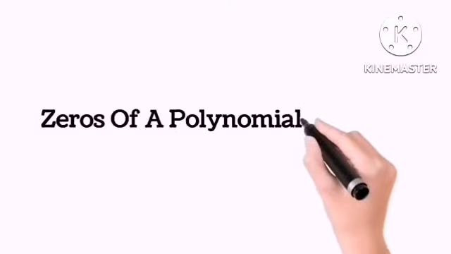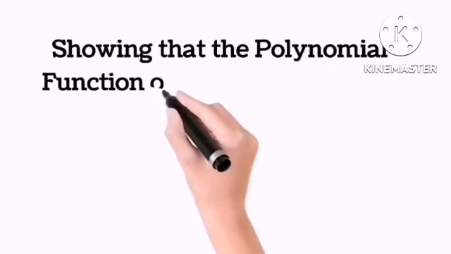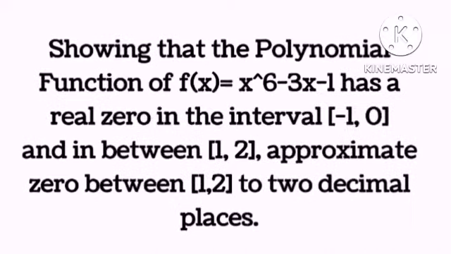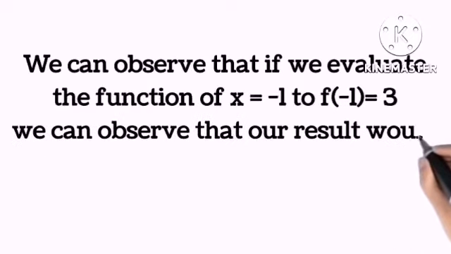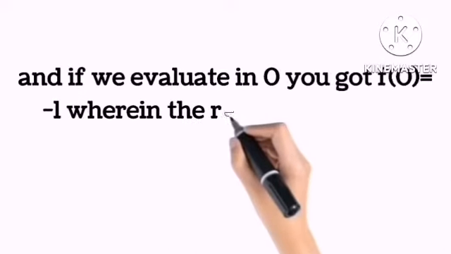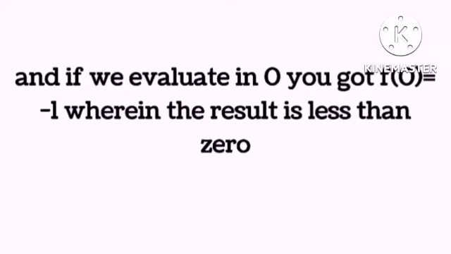Zeros of a polynomial function. Example. Show that the polynomial function f of x equals x to the power of 6 minus 3x minus 1 has a real 0 in the interval -1 and 0 and in between 1 and 2. Approximate the 0 in between 1 and 2 to 2 decimal places. We can observe that if we evaluate the function at x equals -1, f of -1 is equal to 3, so our result is greater than 0. And if we evaluate at 0, we get f of 0 equals -1, wherein the result is less than 0.